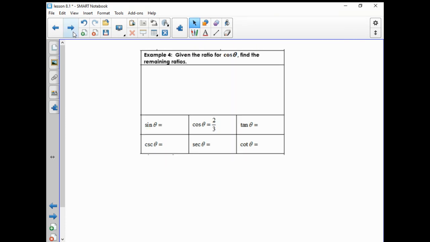Next example here. Example 4. This time you'll notice that there is no triangle drawn. I would tell you the very first thing is go ahead and draw your own lovely right triangle. Make sure it's a right triangle right there. Now this time, instead of drawing the triangle, they gave us the cosine. Okay, so the cosine of my angle right here is 2 over 3. Now, remember, let's write it over here.